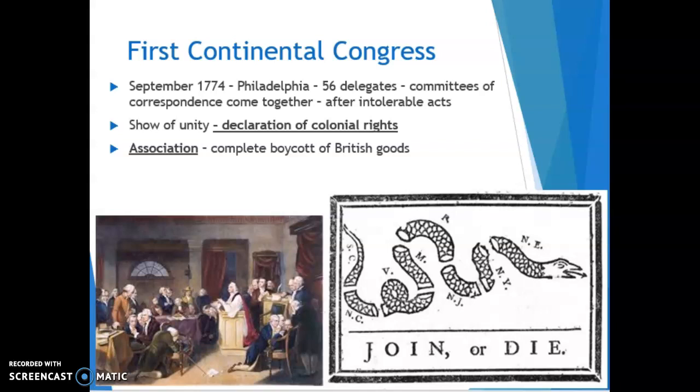And of course, this is going to follow the Intolerable Acts, and they're even going to draft the Declaration of Colonial Rights, and they're even going to form the Association, where colonies are going to be agreeing to boycott British goods completely. So this is really groundbreaking and revolutionary with the fact that the colonists are coming together.